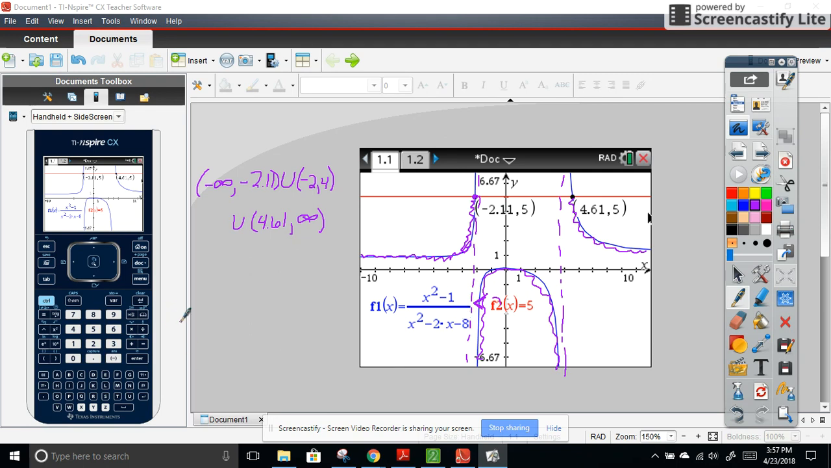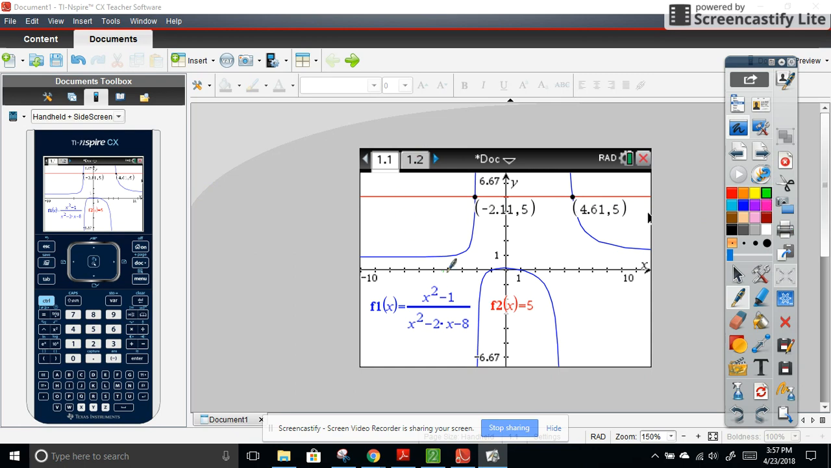Now, I certainly could have asked you instead for, and I'll do this one in green, when is this graph above? When is the blue graph above the red lines? Okay, well, that would just be this little piece right here and this little piece right here. Now, remember, we have an asymptote right here at negative 2, and we have an asymptote right here at 4.